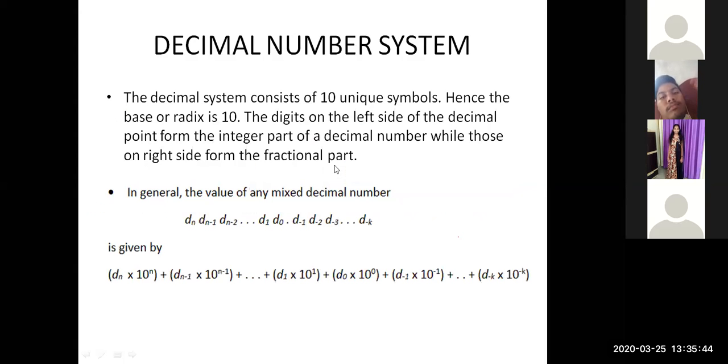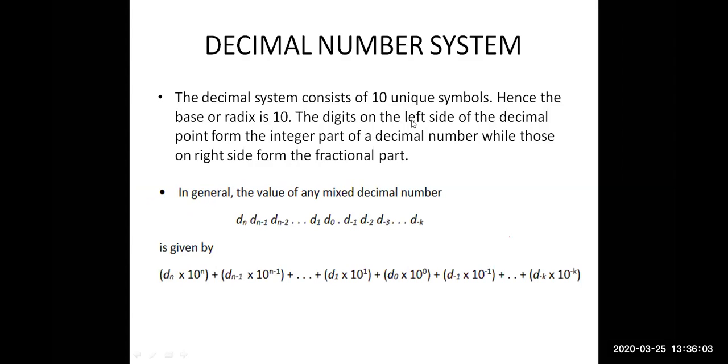We can see the different number systems here. The first one is the decimal number system, which we all are aware of. So here there are 10 unique symbols, and the base or radix is 10. The digits on the left side of the decimal point are the integer part, and the right hand side are the fractional part. Okay, so here we can see that there is a decimal point, and on the left side of the decimal point, all the integers are shown. And on the right side, these are the fractional parts. So this is the standard format through which we represent our decimal number.